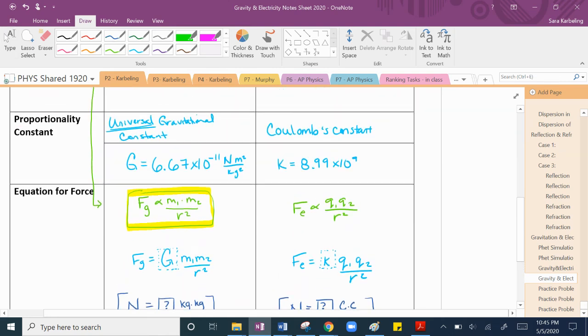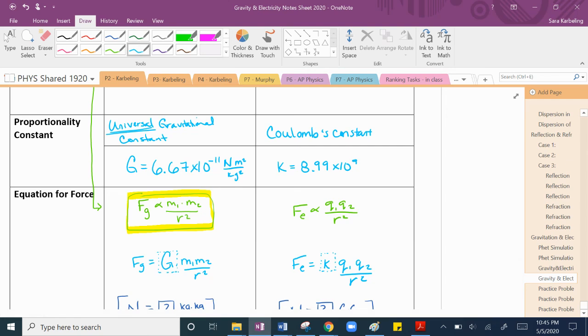Okay, so those are going to be our funky units for this constant. So we've got Newton meters squared per Coulomb squared. Again, you don't need to worry about those units. You don't need to have that memorized. Just know that that's there.